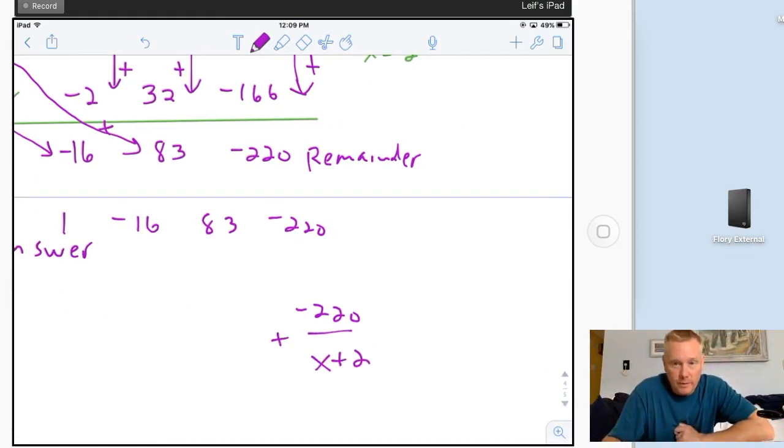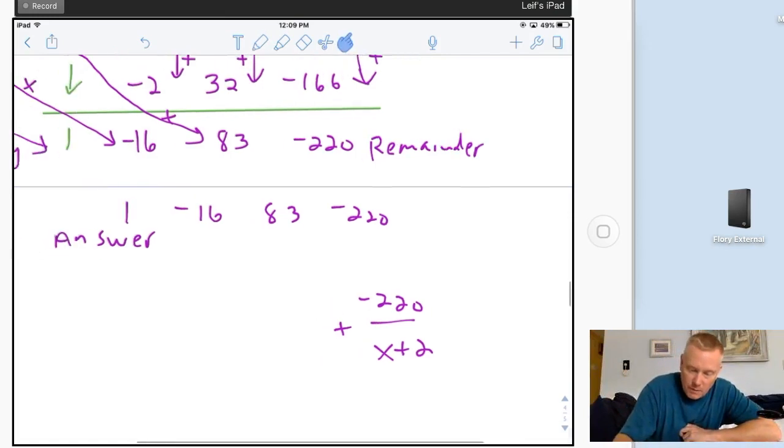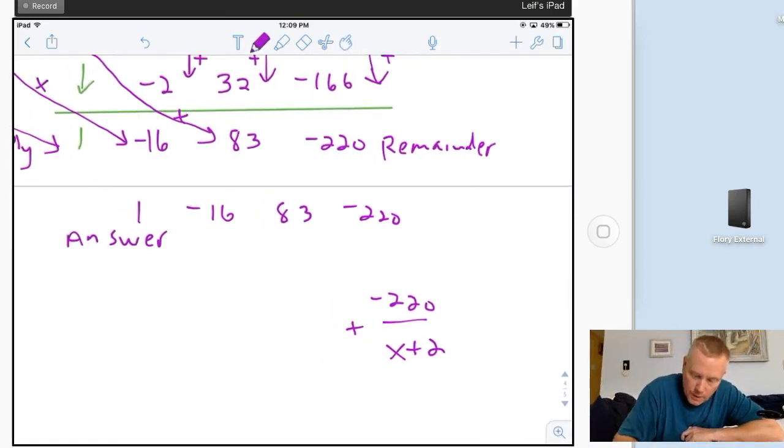That's the correct way to write this, okay? Now the rest of it you have to get right also. So I got 1, negative 16, and 83. Now these have variables with them, okay?